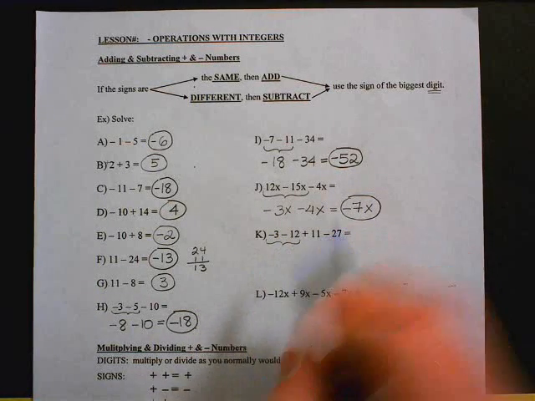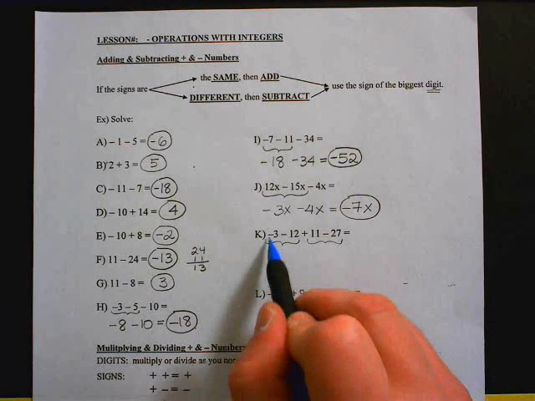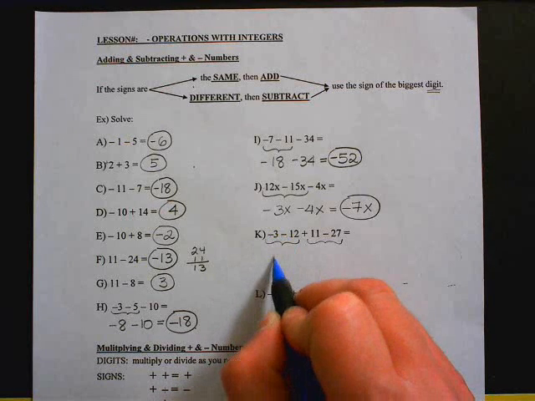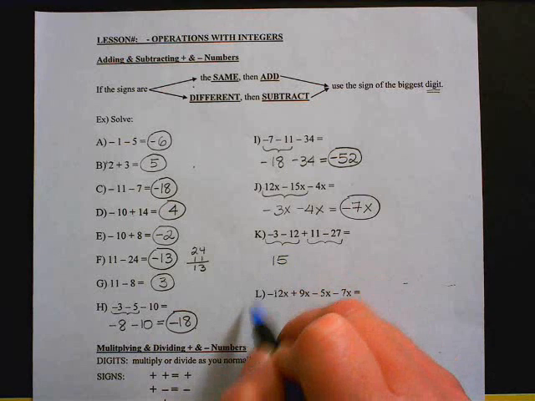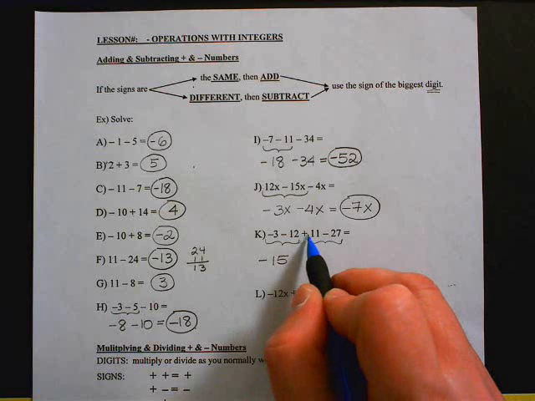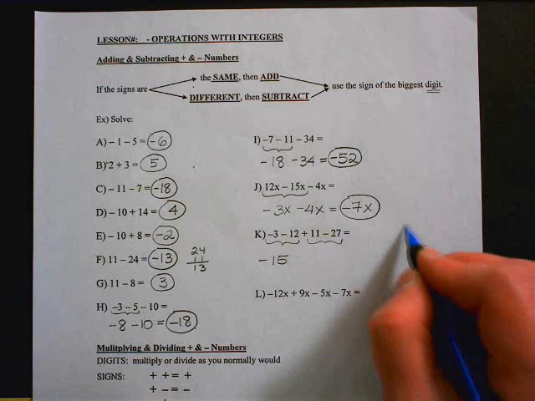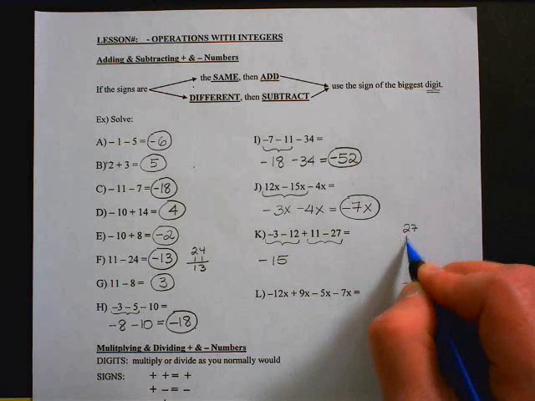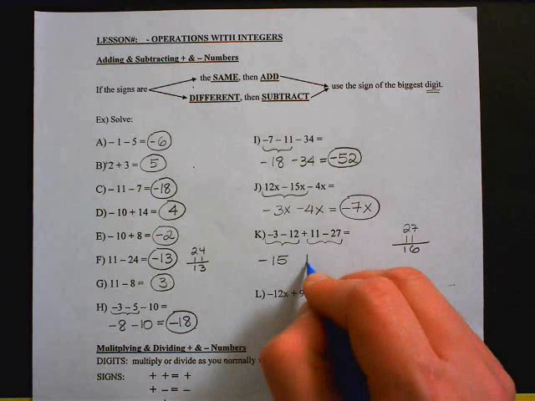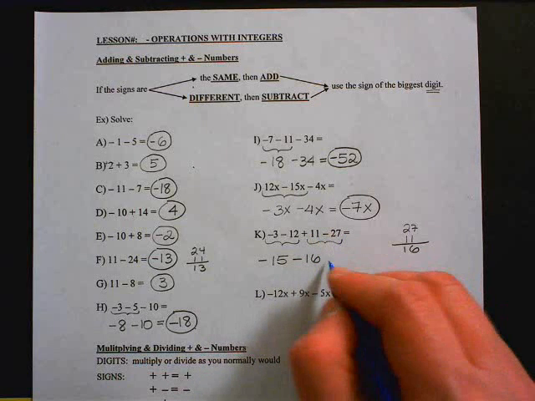Alright, this one I have 4, so what I'm going to do is do it in pairs. First one, signs are the same, so I would add, it would be 15. Sign of the biggest would be negative because 12 is the biggest. Then I have positive 11 minus 27. Signs are different, so I subtract 27 take away 11, it would be 16. And it would be a negative because 27 is bigger than 11.